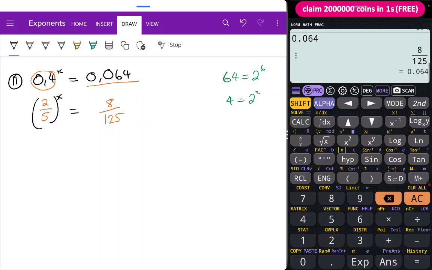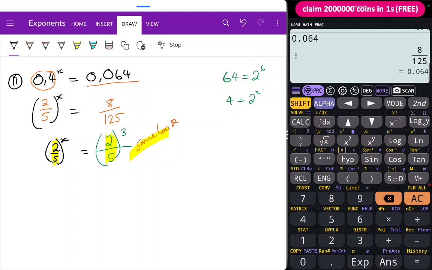So can I convert this to a base of 2 and a base of 5? Let's see if we can do that. So 8 is 2 cubed and 125 is 5 cubed, right? And all of that is equal to 2 over 5 to the power of x, which is beautiful because I can put the whole thing in brackets and take the cube outside. This is nice because now the inside is the same, so I've got the same base. This is the easiest way to solve the question.